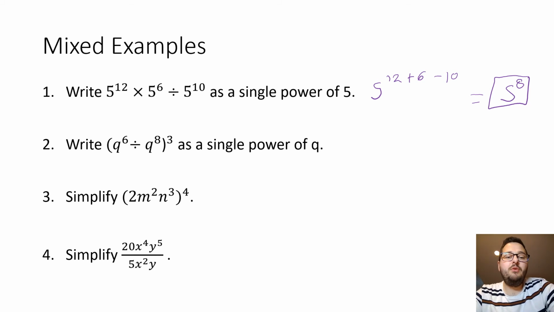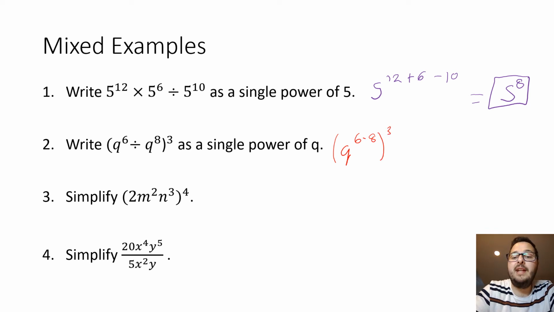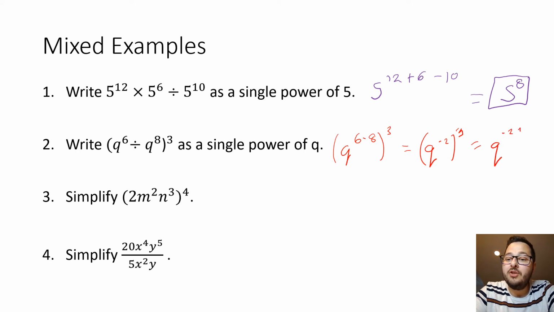Next one, we want to write q to the power of 6 divided by q to the power of 8, all to the power of 3, as a single power of q. Now let's do the brackets first. So this is going to be the same as q to the power of, now it's divide, so it's 6 minus 8, and we'll power that up to 3. Now 6 minus 8 is minus 2, and we want to power that up to 3, and a power of a power is times, so this is q to the power of minus 2 times 3, which is q to the power of minus 6.